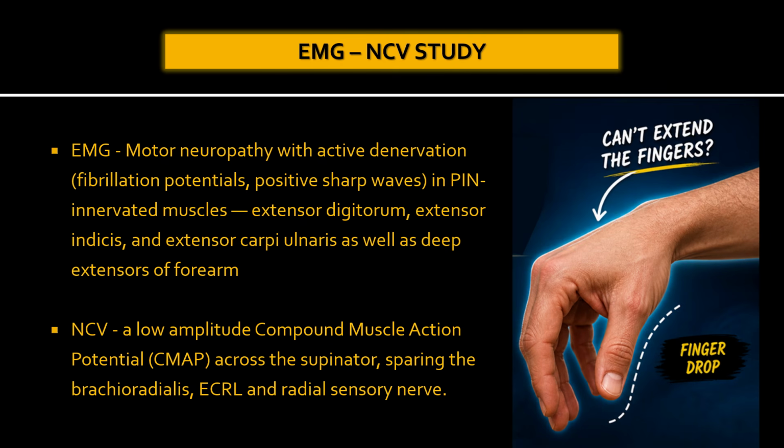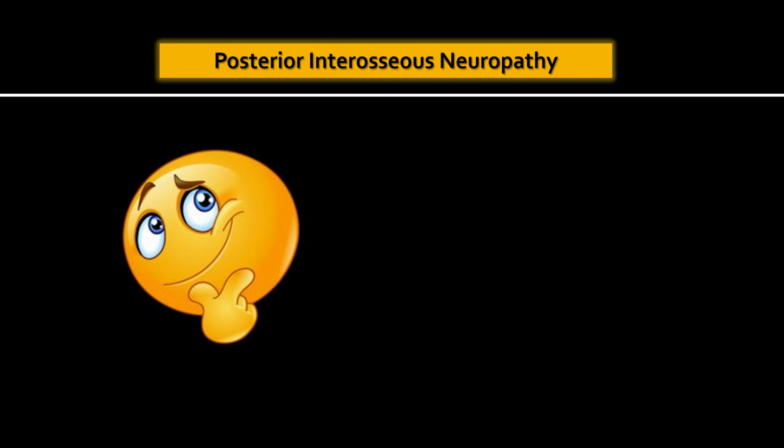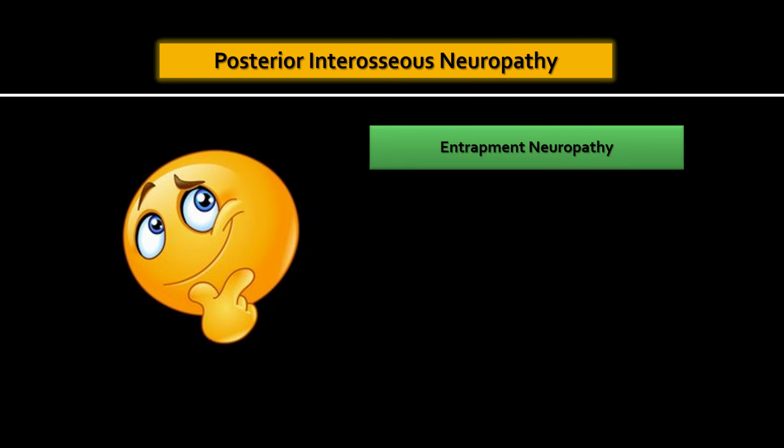EMG-NCV was done, which also echoed the same findings. So, based on clinical history and EMG-NCV findings, we know that we are dealing with a case of posterior interosseous neuropathy. But what is the cause for it? In order to decide the treatment, we need to know the underlying cause. Is it an entrapment neuropathy, which is by far the most common cause for PIN neuropathy? And in fact, this patient was being treated as a case of PIN entrapment neuropathy, but he had no relief.